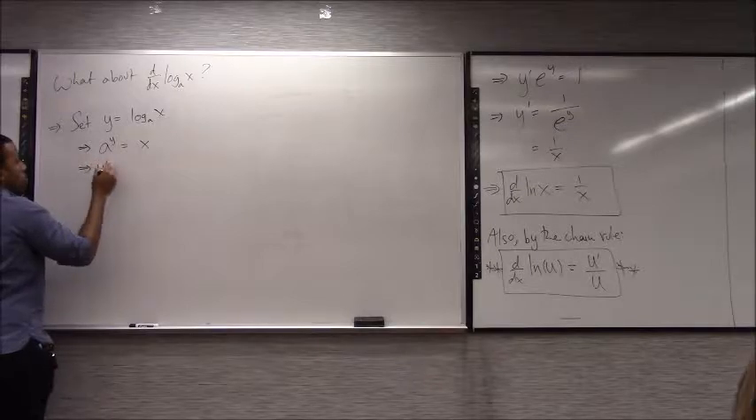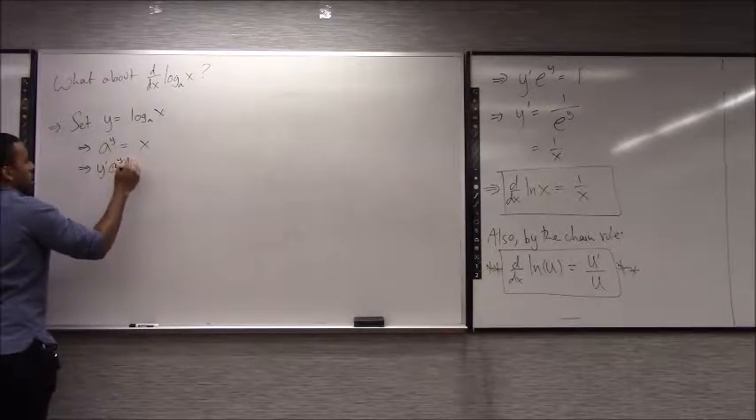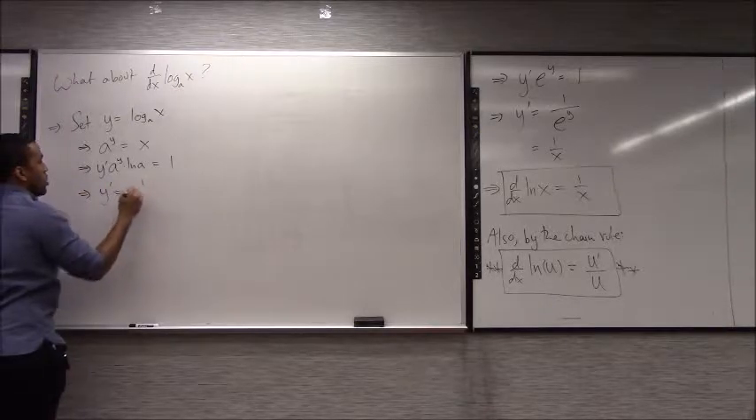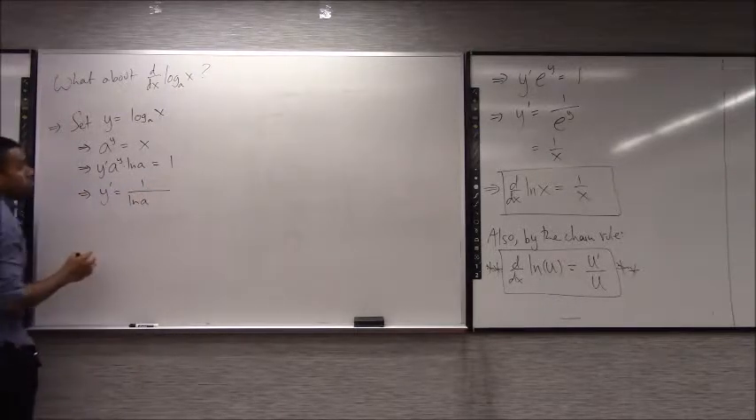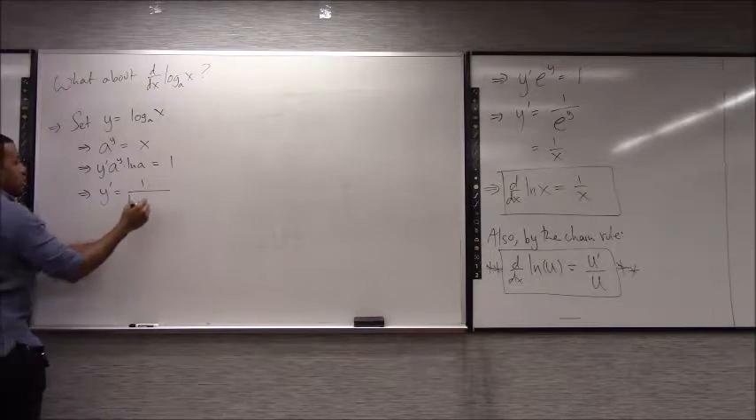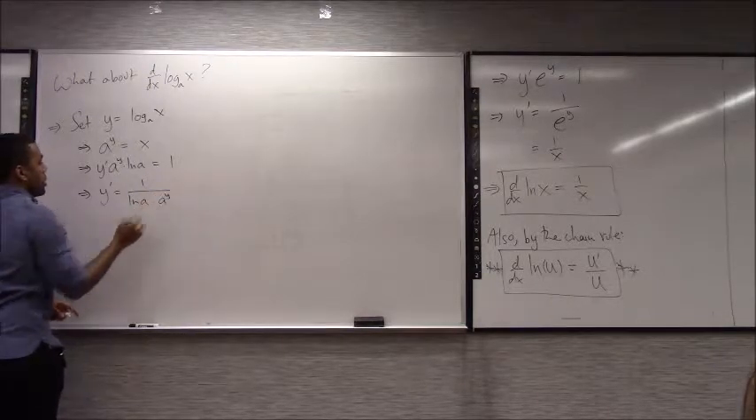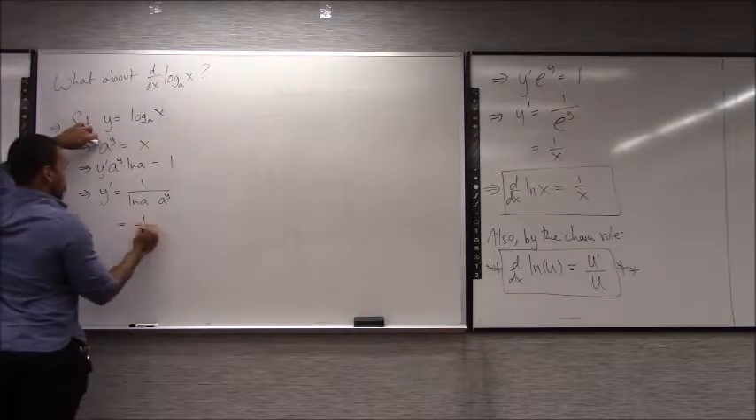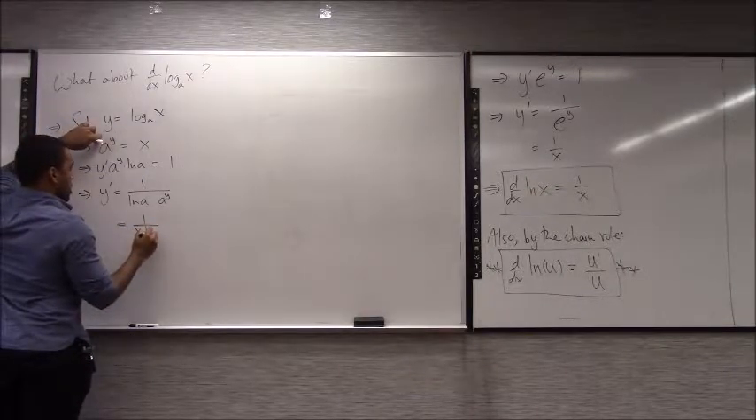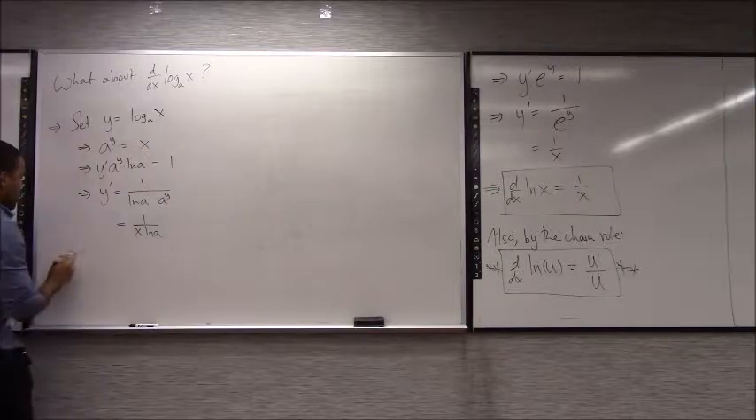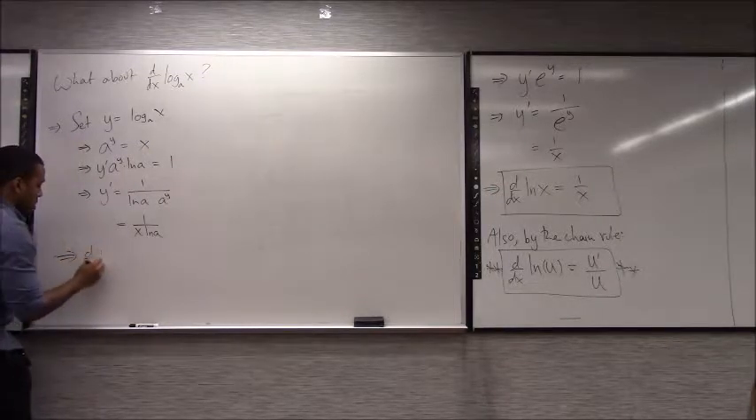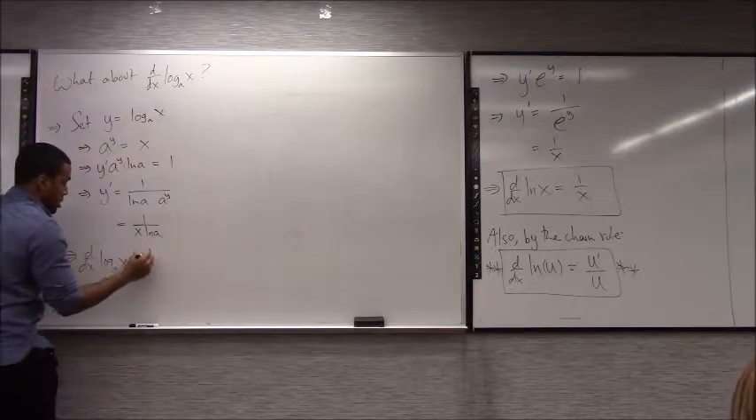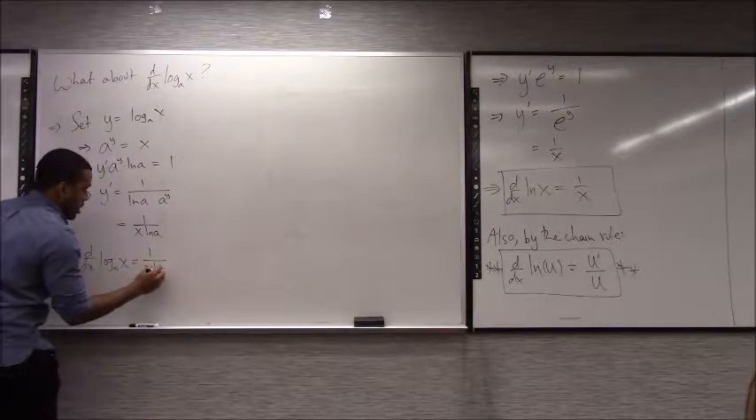So this gives us y prime a to the y ln a equals 1. So this means that y prime is equal to 1 over ln a times a to the y. But a to the y we knew was x. So this is just 1 over x ln a. In other words, the derivative of the log to the base a of x is 1 over x ln a.